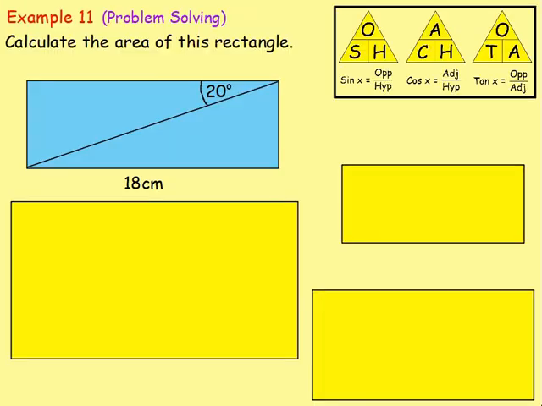Woo! So that was 3 examples working out the angle, 3 examples working out the side where you multiply, and 3 examples working out the side when you divide. Now let's apply our knowledge to some of the problem style questions.